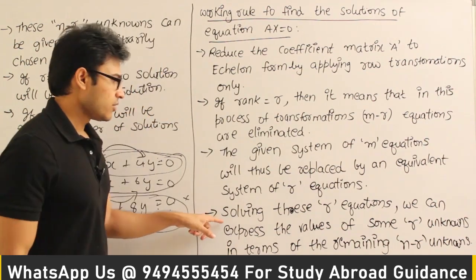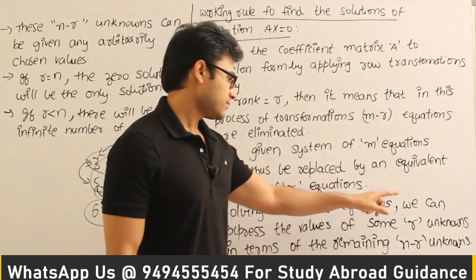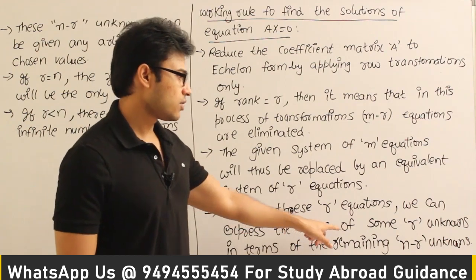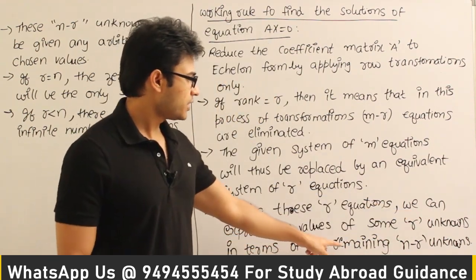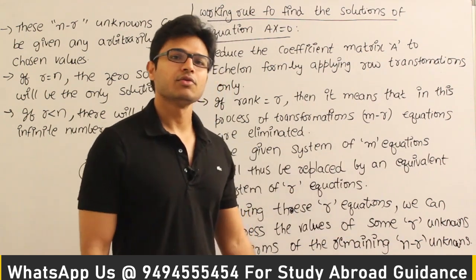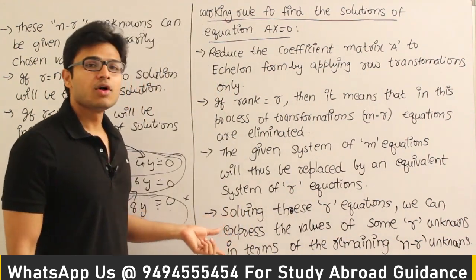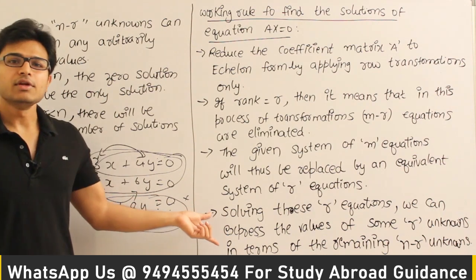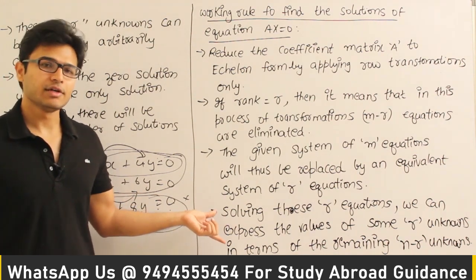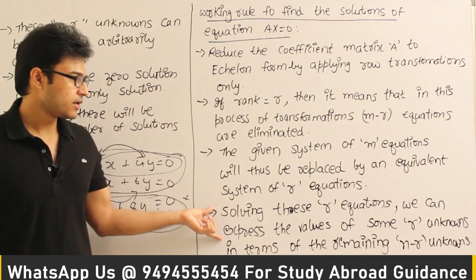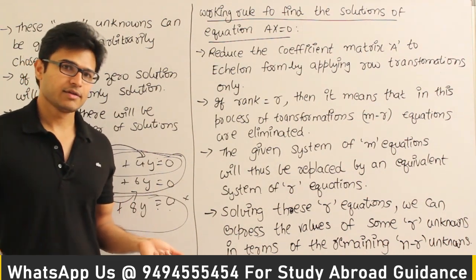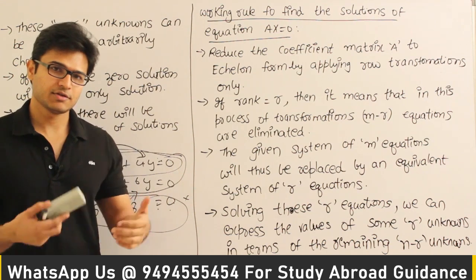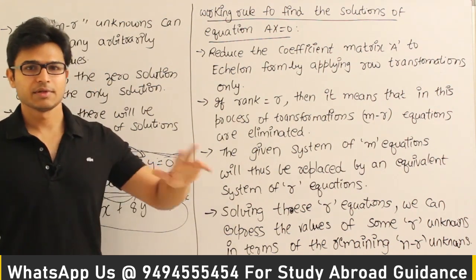Now solving these r equations, we can express the values of some r unknowns in terms of the remaining n minus r unknowns. Even though they said they have given us m equations, we found out that there are only r equations which are useful for us, and all the others are just expressions of these r equations in some other form.